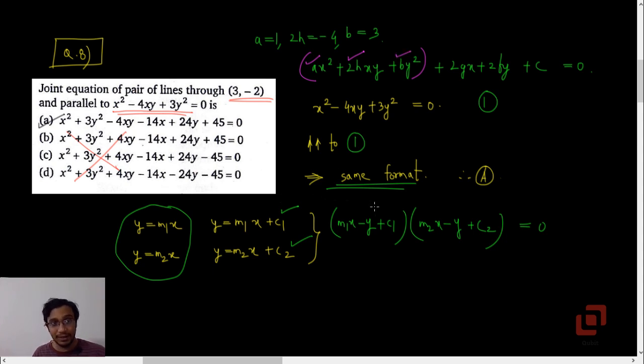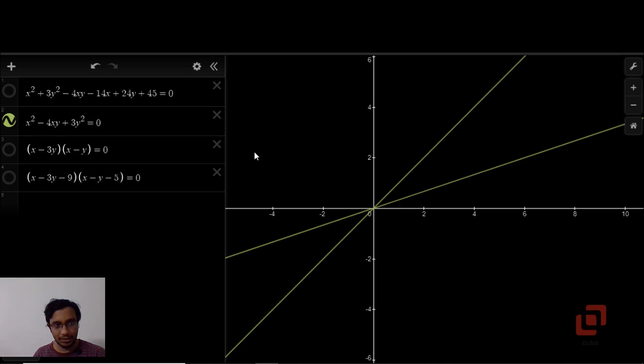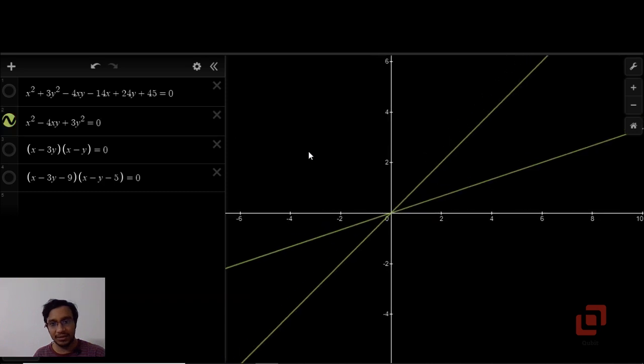Now we will verify this graphically as usual. First let's plot the homogeneous equation, that is x squared minus 4xy plus 3y squared. You can see the green lines on the screen. Now what I've done is I've found out the individual equations, which are x minus 3y equal to 0 and x minus y equal to 0. You can easily factorize them.